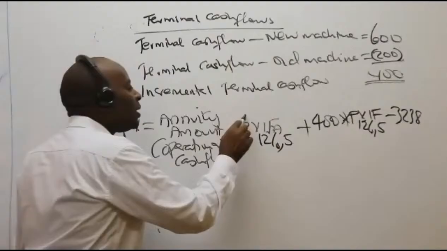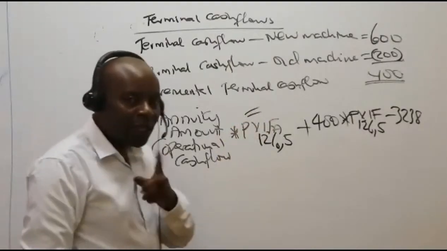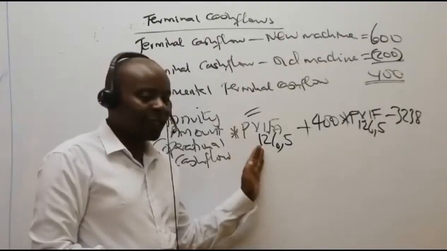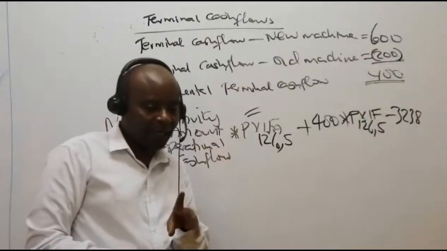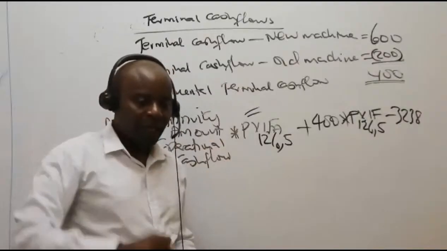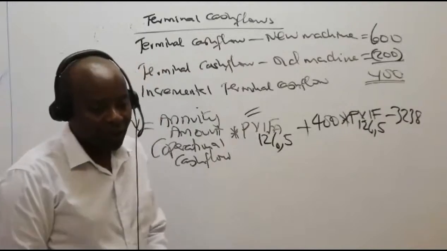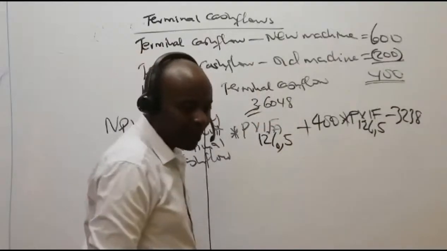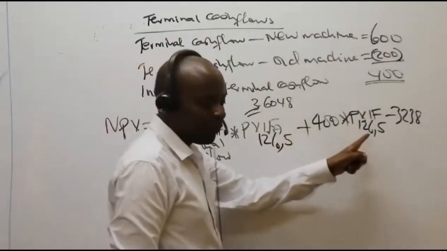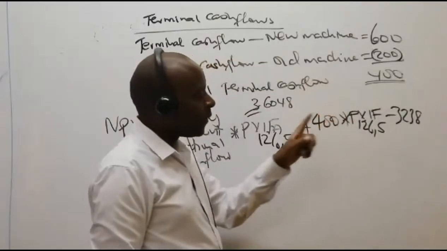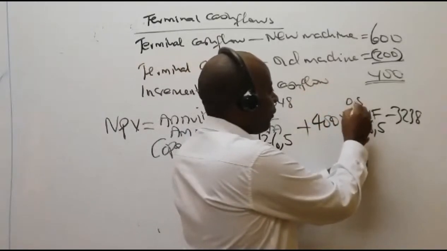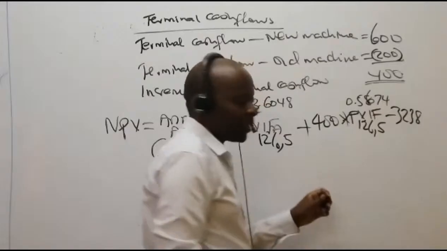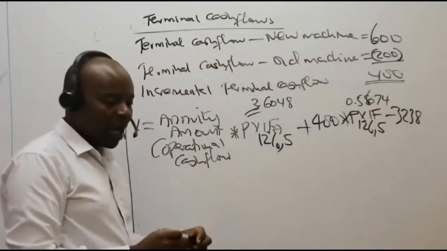Before I write this, I know you great students of mine have got tables. I want you to go to an annuity table and read for me the PV for 12%, 5 years. Don't use the formula. The annuity table gives 3.6048. How about PVF, for the lump sums? For the lump sums table, 12%, 5 years, it is 0.5674.